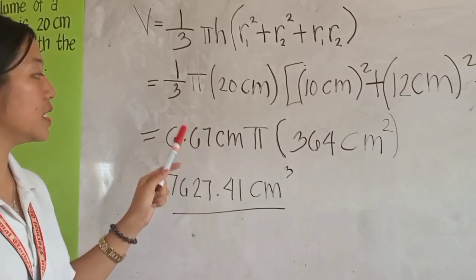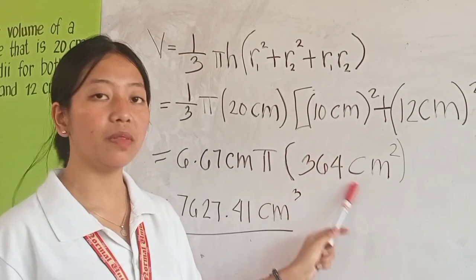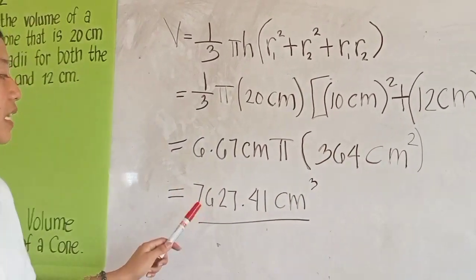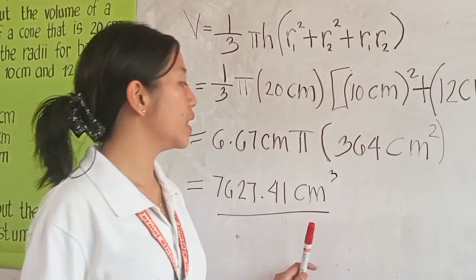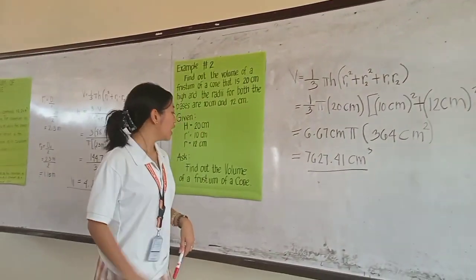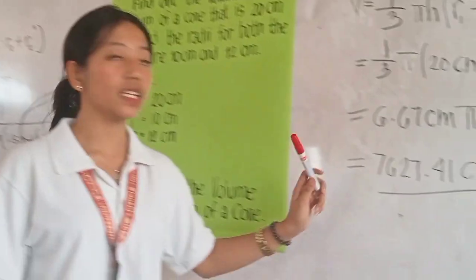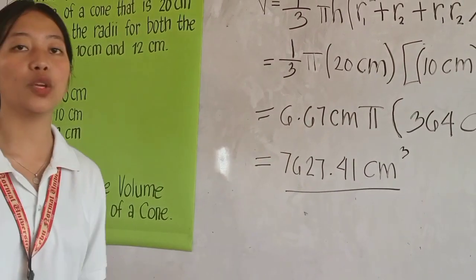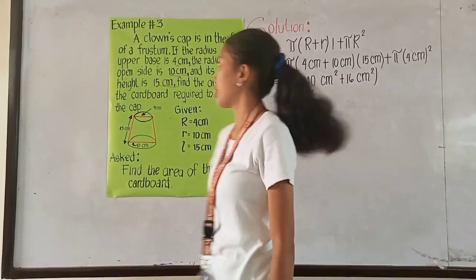6.67 centimeters pi times 364 centimeters squared is equal to 7,627.41 cubic centimeters. So therefore, the volume of a frustum of a cone is equal to 7,627.41 cubic centimeters. Let's proceed to example number 3.